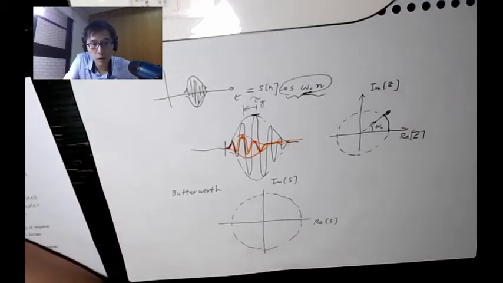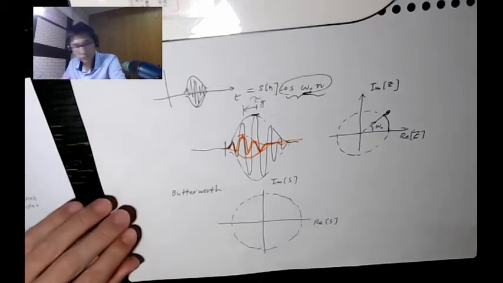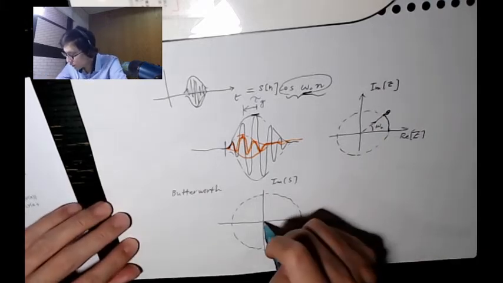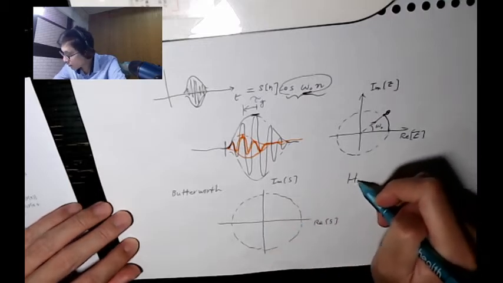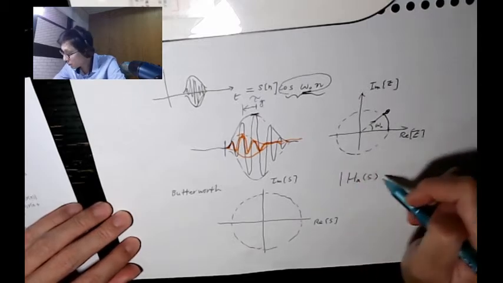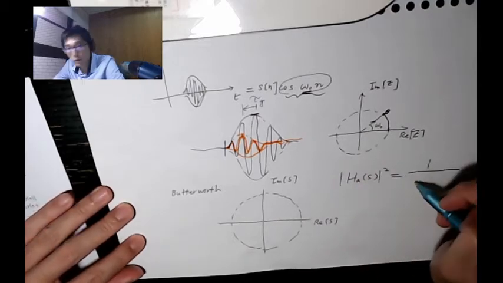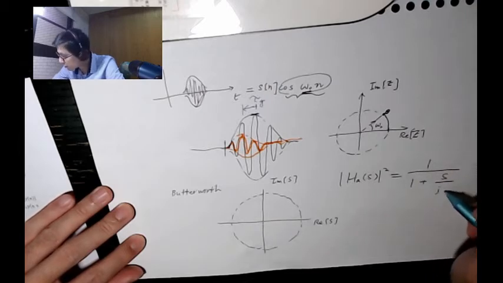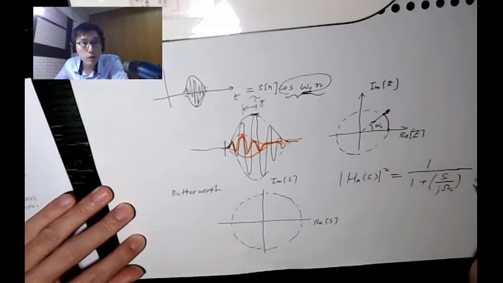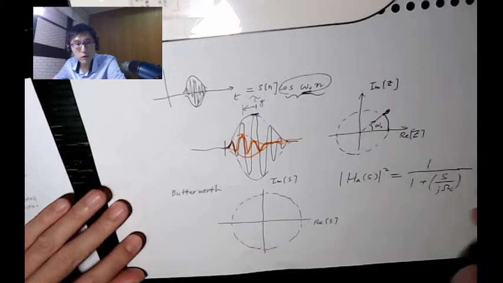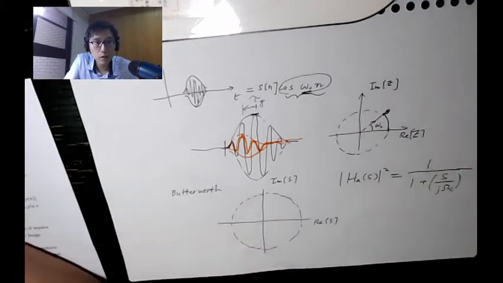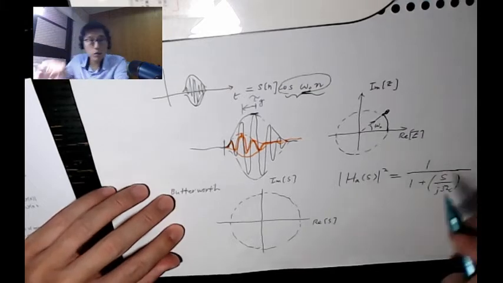In the Butterworth filter, we have this analog response: HA of S must be equal to 1 divided by 1 plus S divided by j omega c, where omega c is the cutoff frequency in the continuous time domain, all raised to the nth power. In this case, it is to the 12th power.